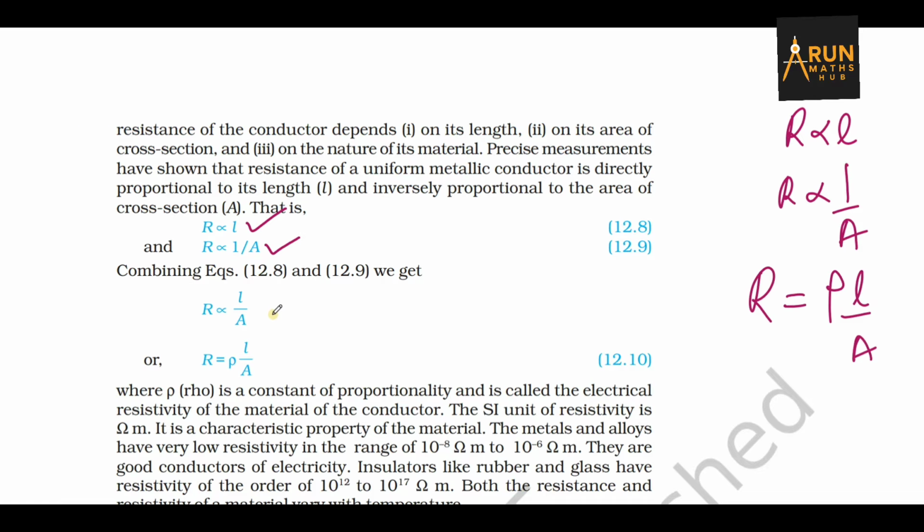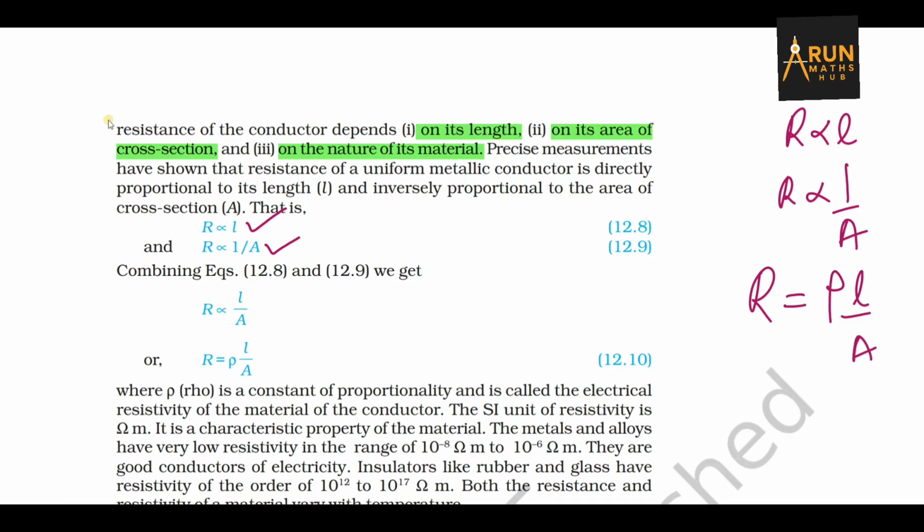So you can see here the resistance of a conductor depends on its length L, area of cross section A, and nature of its material, and also it depends on the temperature of the conductor. So if it is asked for 2 marks, you should write all the 4 points. The resistance of a conductor depends on 4 factors: the length, the area of cross section, the nature of its material, and also the temperature.